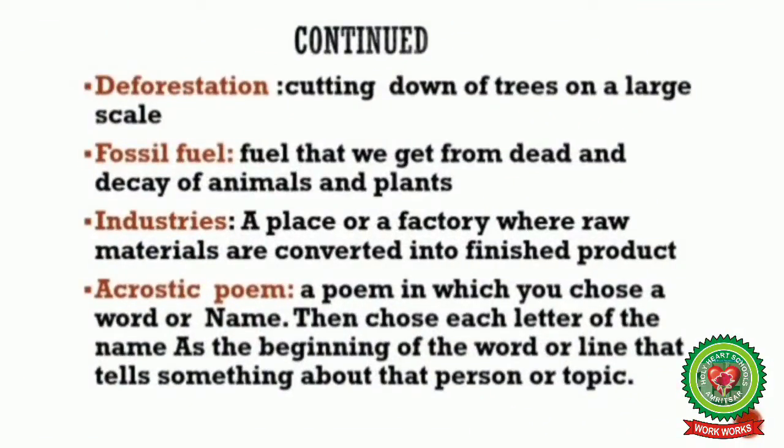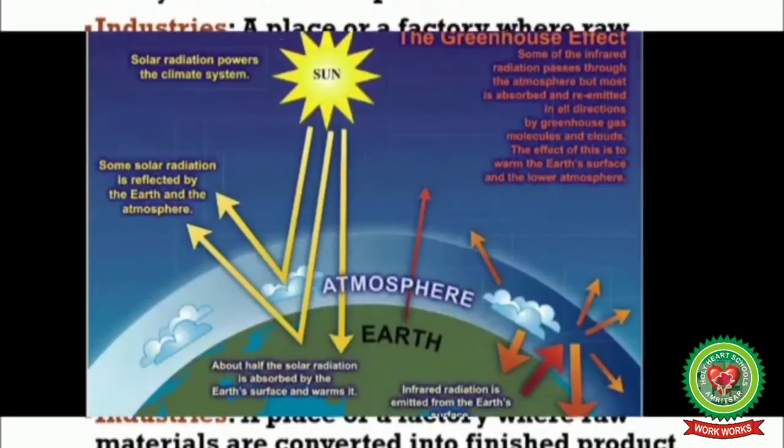Deforestation, cutting down of the trees on a large scale. Fossil fuel, fuel that we get from dead and decay of animals and plants. Industries, a place or a factory where raw materials are converted into finished product. Acrostic poem, a poem in which you choose a word or a name, then choose each letter of a name as a beginning of the word or line that tells something about the person or a topic.